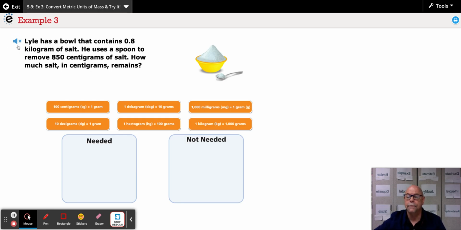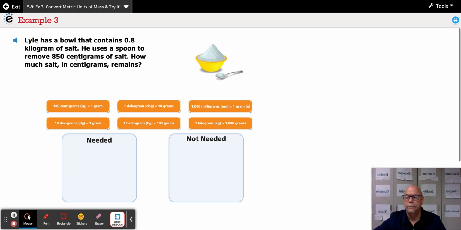Lyle has a bowl that contains 8/10 kilogram of salt. He uses a spoon to remove 850 centigrams of salt. How much salt in centigrams remains?